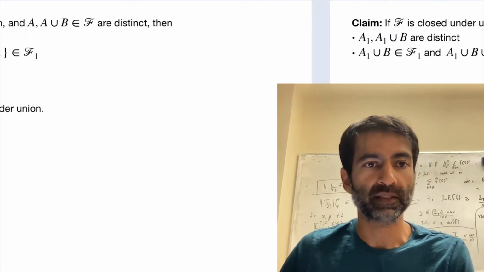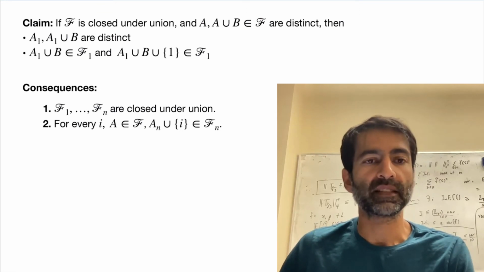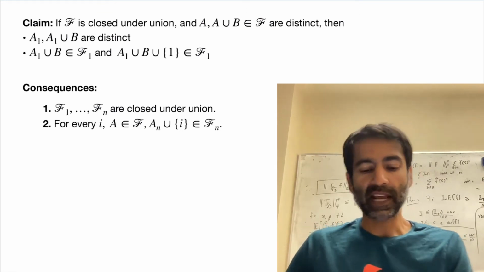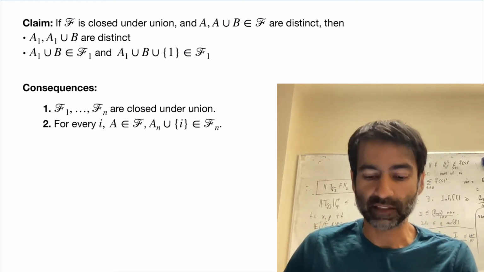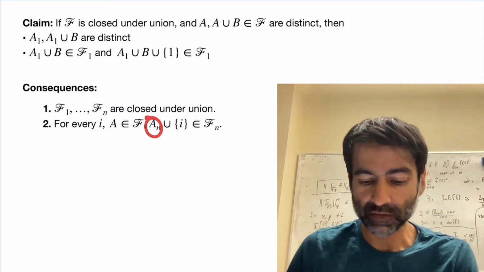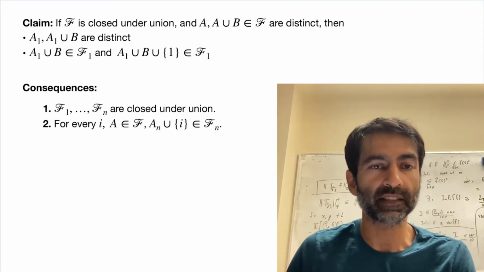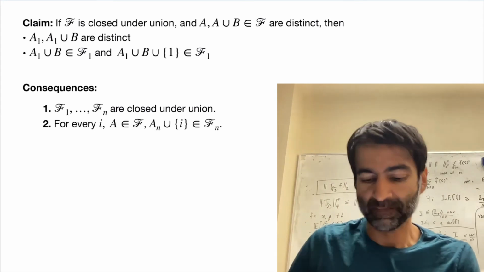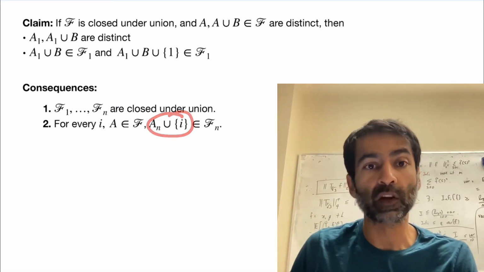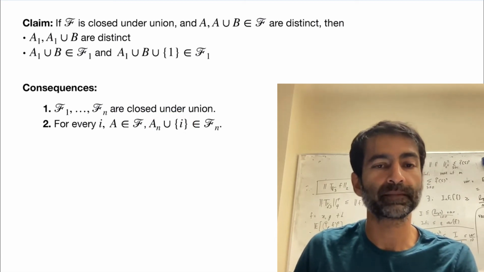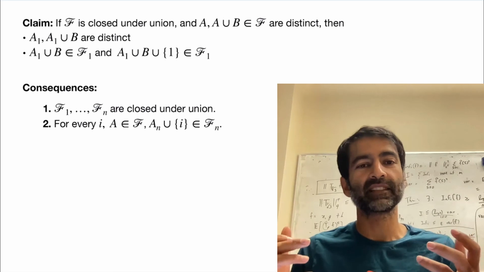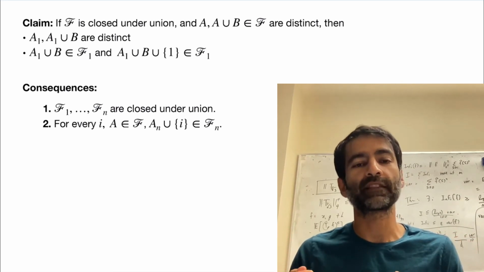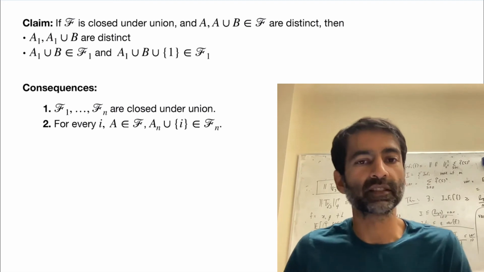So that's one consequence. And a second consequence is that actually for every element i, if you take an element An of the set, the final family Fn that we get after doing this process n times, An union i must also belong to the family Fn. Okay. In other words, the family Fn is sort of an upset. For every set that belongs to the family Fn, all supersets of that set must also belong to Fn.